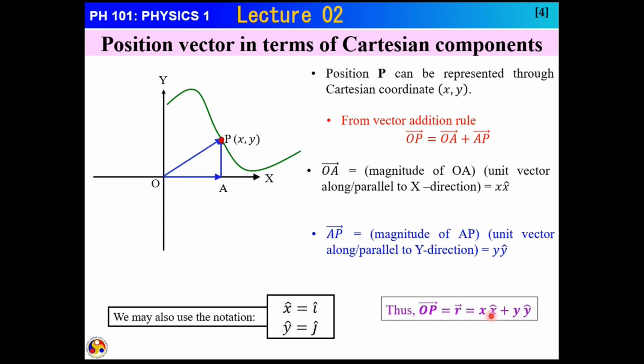You might have used a different notation for the unit vectors. For example, you might have used i cap and j cap instead of x cap and y cap, but you can also use x cap and y cap. It doesn't make any difference. This is just a notation problem.